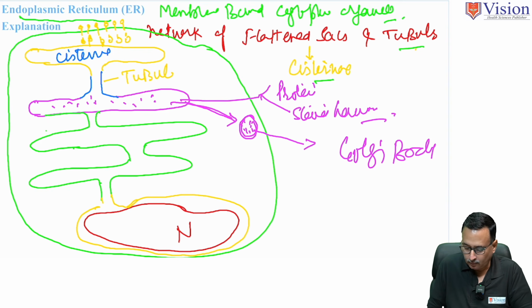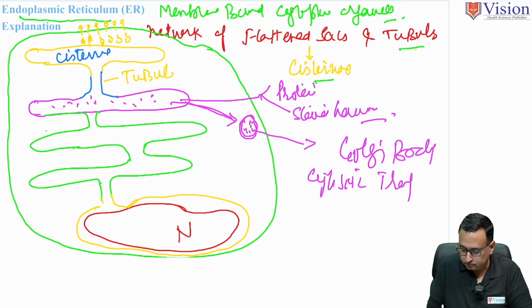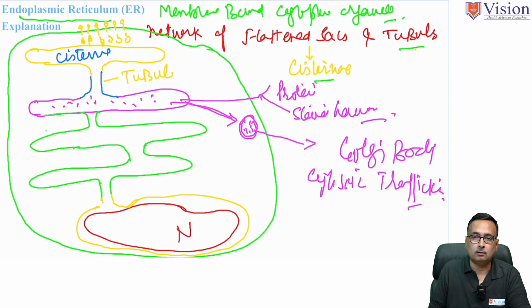And this movement of vesicles containing proteins and steroidal hormone from endoplasmic reticulum to Golgi body is called cytosolic trafficking or movement of vesicles.